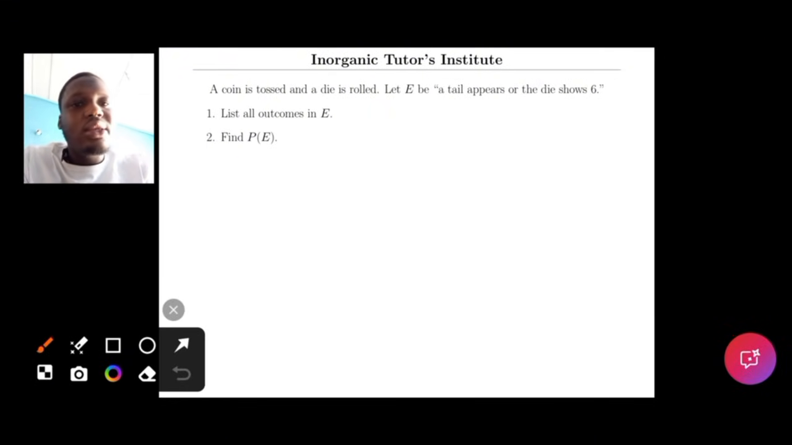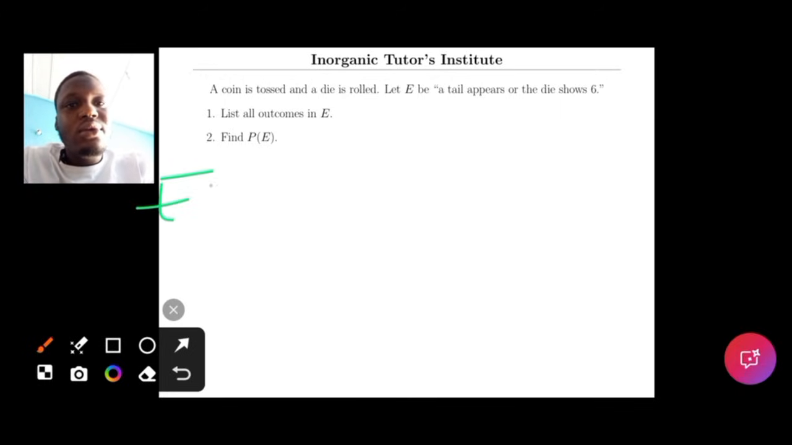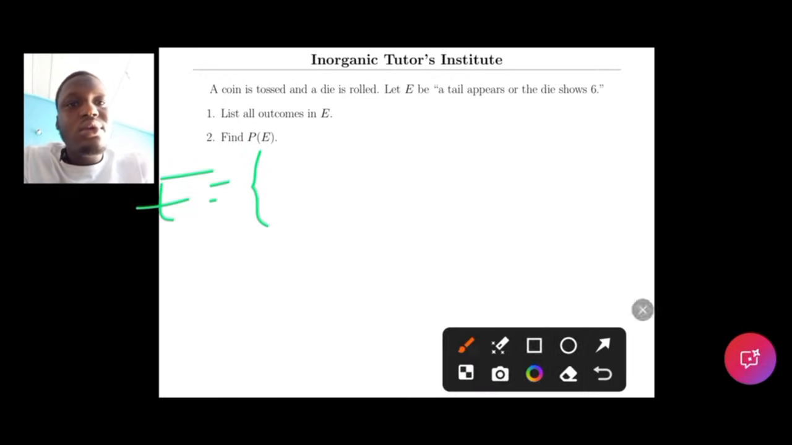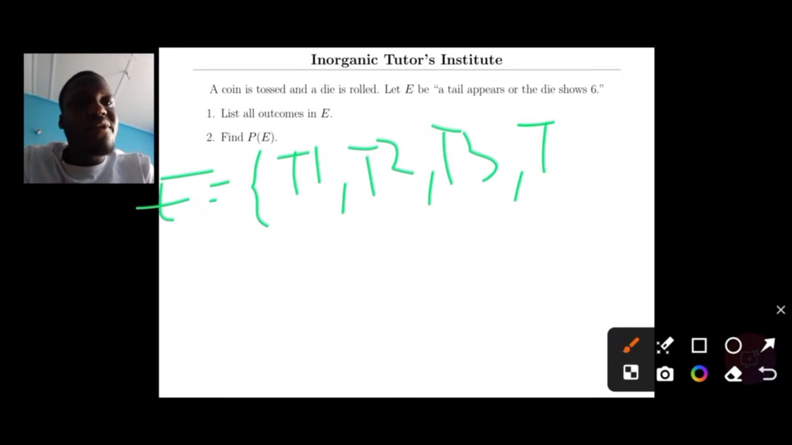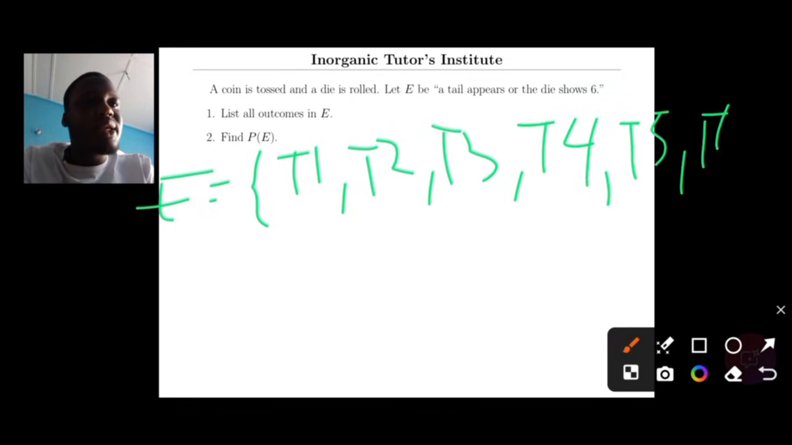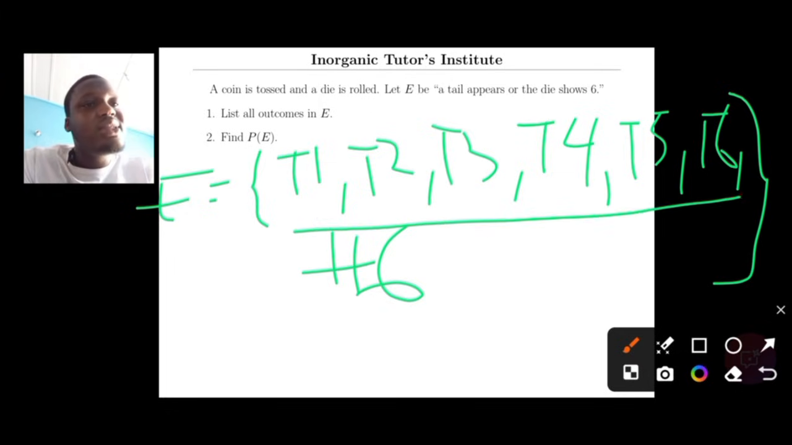E will be T1, T2, T3, T4, T5, T6 plus H6. Why? Because it says tail or 6. So these are the tails and this is the "or 6".